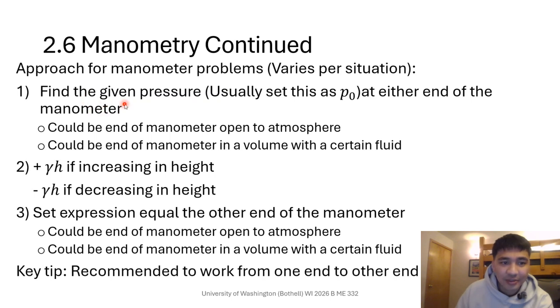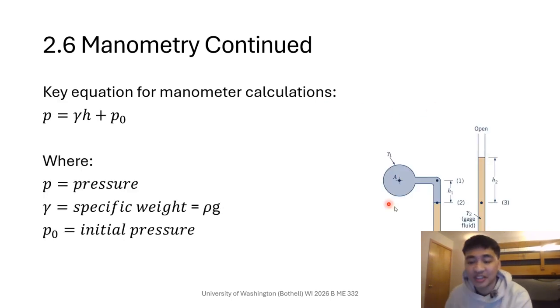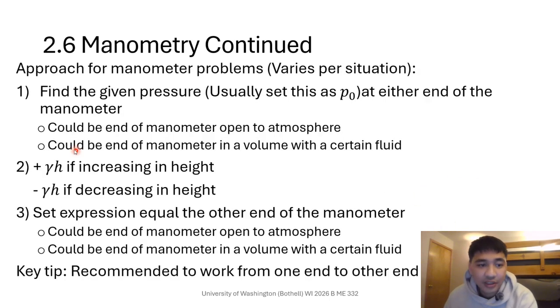But so first step is you want to find the given pressure. You usually can set this as your P naught at either end of the manometer. That could mean the first end is here, this point A, or this open atmospheric end. In the example here, I'm going to work left to right. You could also work from right to left. So you see my 2 bullet points here: it could be the end of the manometer open to atmosphere, or the end of the manometer in a volume with a certain fluid.